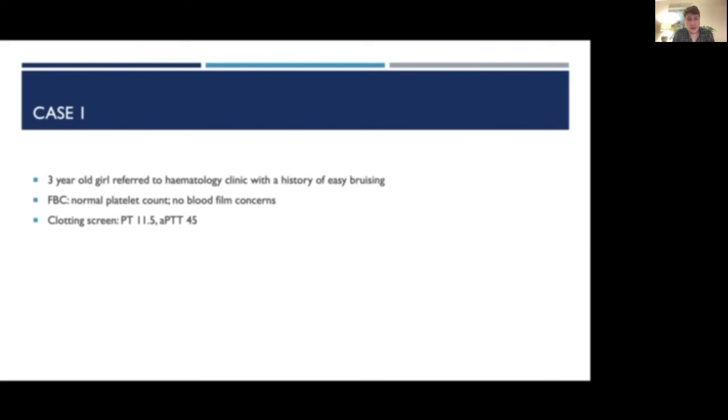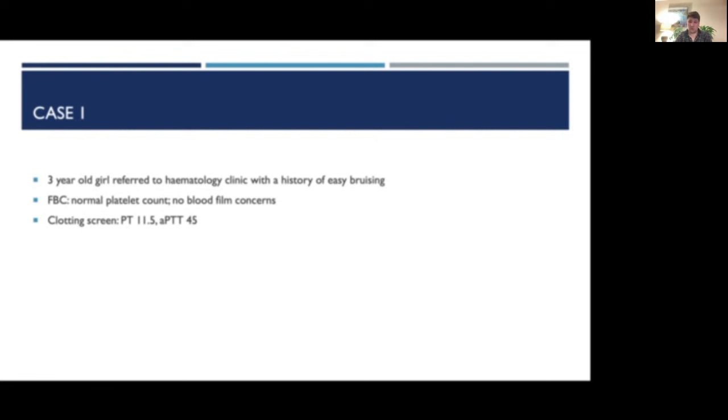So you do your clotting screen, and that shows that the PT is normal at 11.5, but the APTT is 45. Now this, again, gives us quite a clear history. We've got an APTT that's quite prolonged, so it's an isolated intrinsic pathway defect here. And so we're thinking, has she got a factor deficiency, or has she got some sort of inhibitor affecting it?